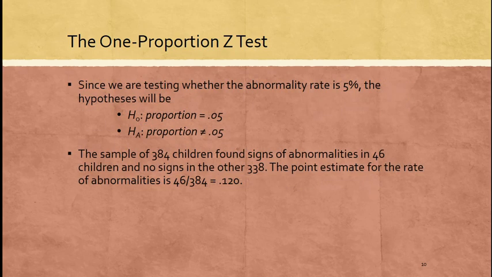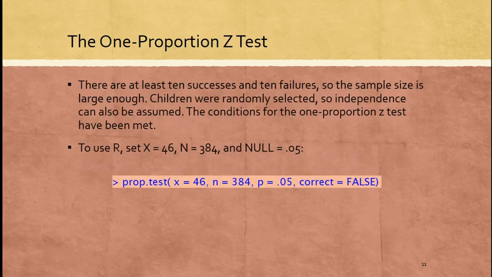Now, as I said, go back here. 46 showed signs, 338 did not. That's at least 10 of each. So there are at least 10 successes and 10 failures. Again, in statistics, success just means what you're looking for has happened. Kind of odd saying 10 successes for abnormality, but let's just go with it. Anyway, we have 10 of each, and the sample size is certainly large enough. The children are randomly selected, so independence can also be assumed. The conditions for the one proportion z-test have been met.